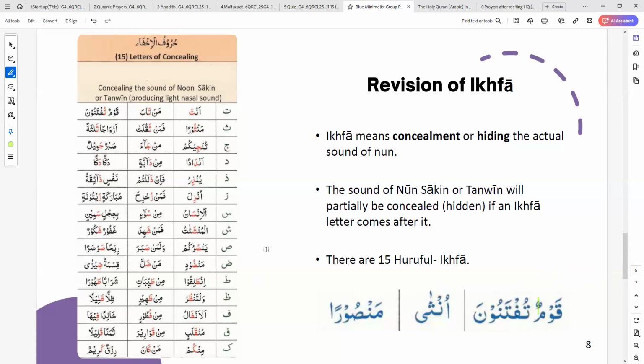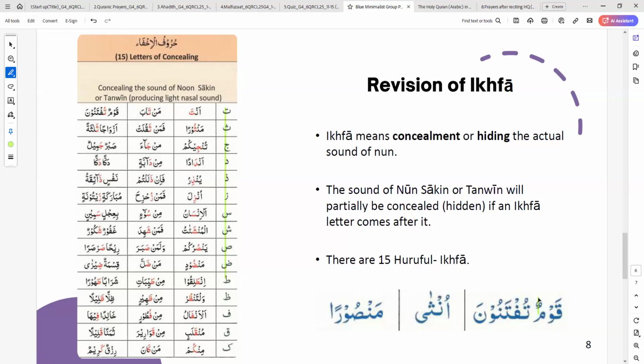There are 28 letters of Arabic in total in terms of their shapes and sounds. If we take away the 6 letters of izhar, the 6 letters of idgham or assimilation, and 1 letter of iqlab, the rest of the 15 letters are the letters of ikhfa, or concealment. So whenever any letter of ikhfa comes after noon sakin or tanween, we pronounce the noon sound in a hidden way, or in concealment.